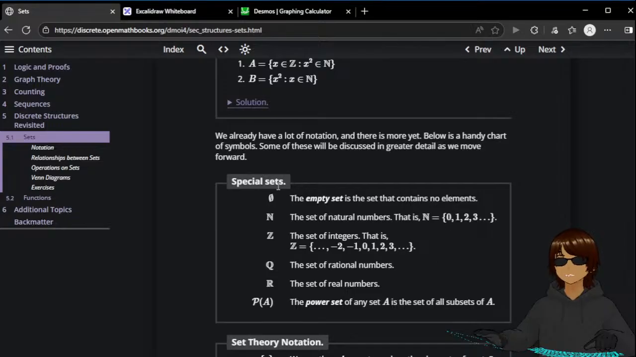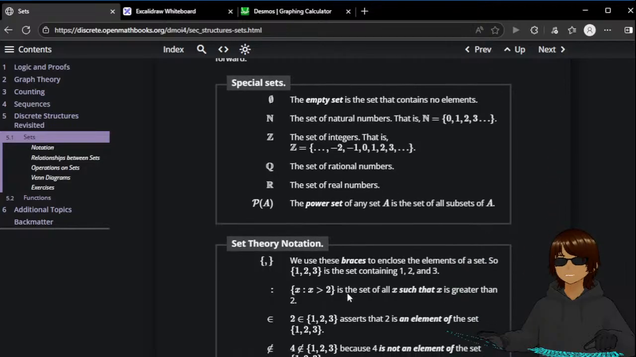So these are some special sets. You have the empty set, the set of natural numbers, and the set of integers, which is Z, that includes negative, 0, and positive. Q is the set of rational numbers. R is the set of real numbers. P(A) is the power set of any set A: the set of all subsets of A.